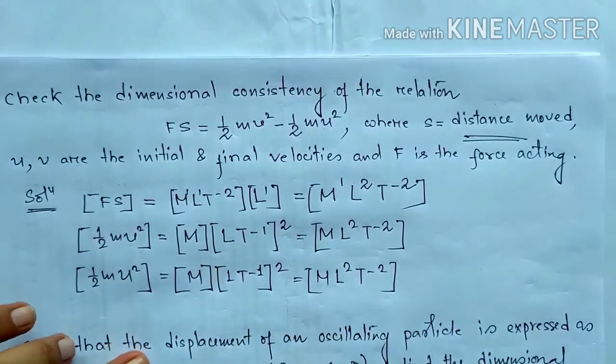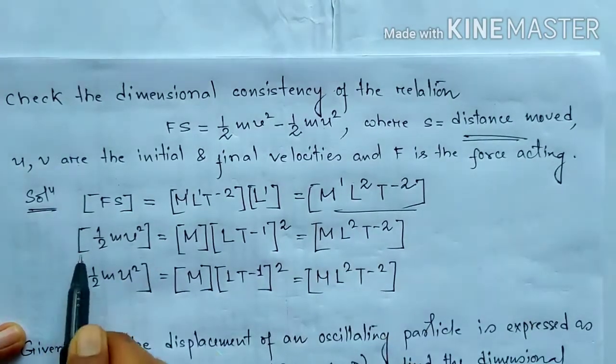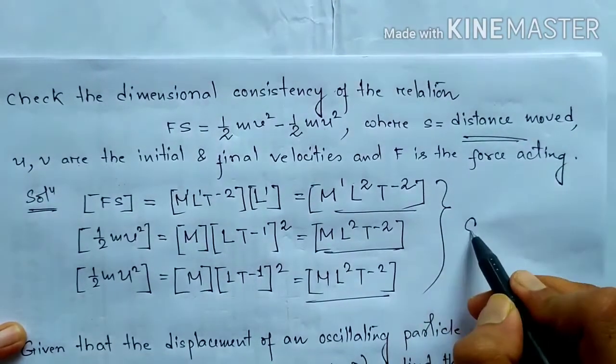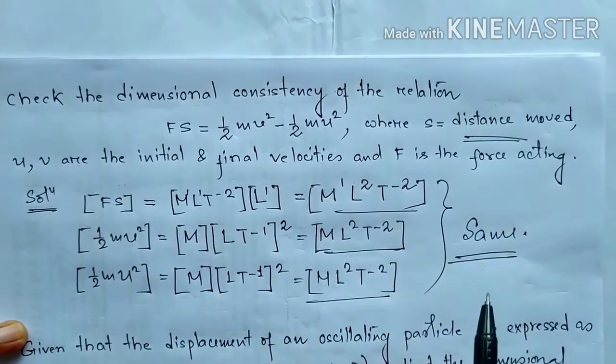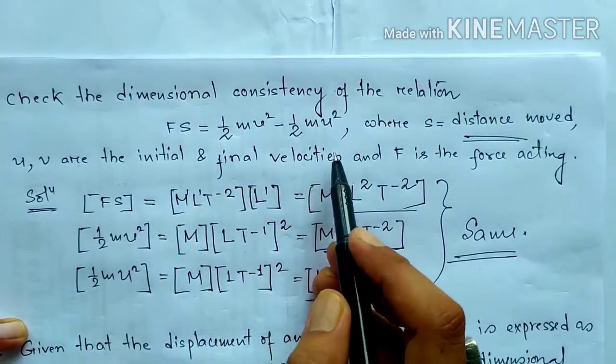So what we find is that the dimension of Fs is this one, the dimension of half mv square is this one, and the dimension of half mu square is this one, and all these three are the same. This is what the principle of homogeneity tells us: if we have a correct scientific relation, then the dimension of each and every term has to be the same. And this is exactly what we are finding. So we can say that this relation is consistent with the dimensional analysis, and therefore it is a correct scientific equation.